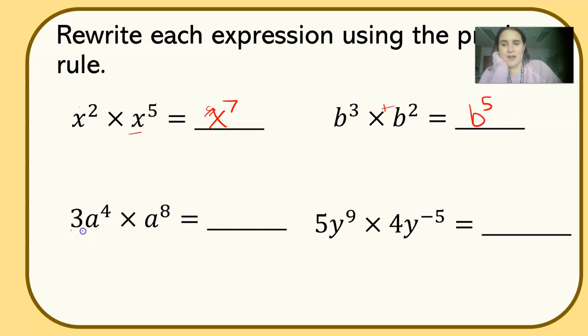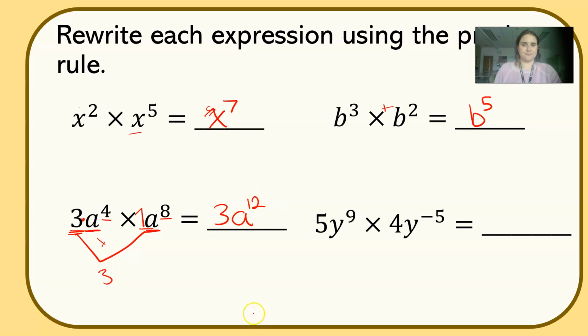This one, I have a number 3 in front. That's okay. It just means we're also multiplying a 3. My base is still a, so I'm going to keep my base, a. And 4 plus 8 is 8, 9, 10, 11, 12. I always forget that one, 12. But then I also need to multiply the 3 here. So 3, and then there's an invisible 1 in front of this a. Anytime there's a variable by itself, there's an invisible 1 in front of it. So I'm going to multiply 3 times 1, which is 3. So 3a to the 12th.